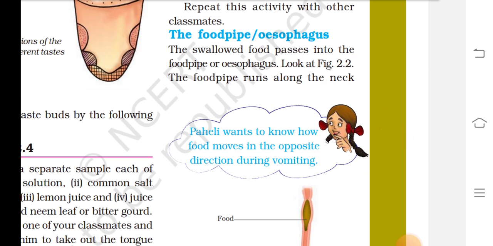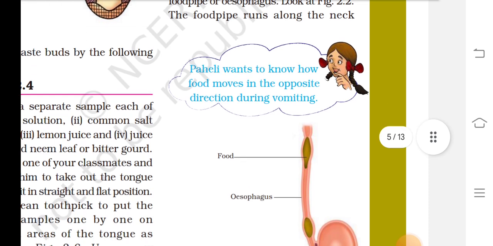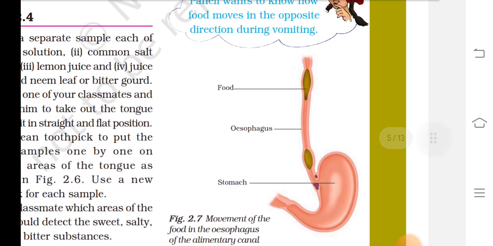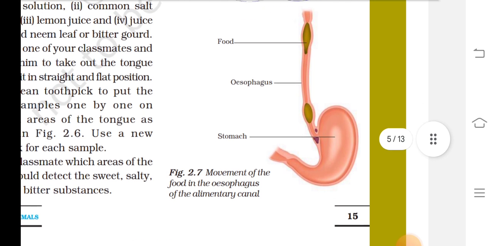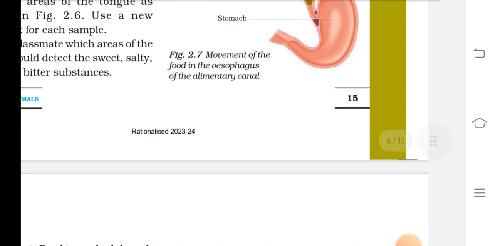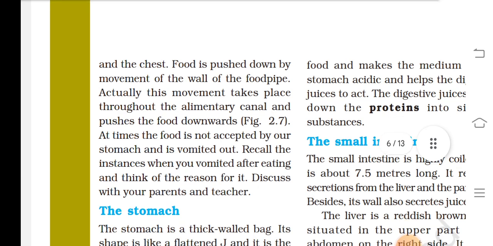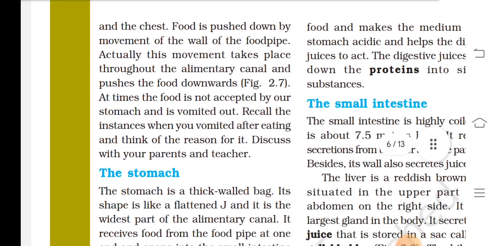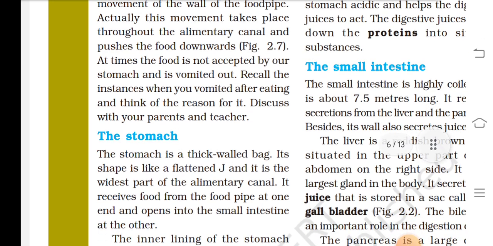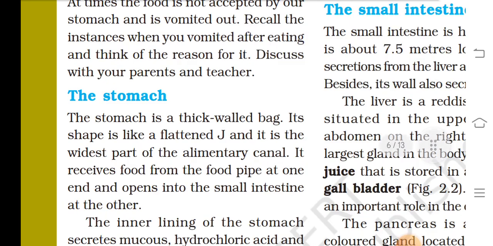The solid food passes into the food pipe, the esophagus. Look at figure 2.2. The food pipe runs along the neck. Paheli wants to know how food moves in the opposite direction during vomiting. Food is pushed down by the movement of the wall of the food pipe. Actually, this movement takes place throughout the alimentary canal and pushes the food downward. At times, the food is not accepted by our stomach and it is vomited out.